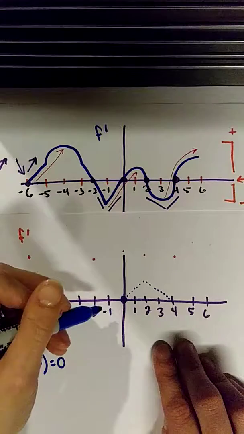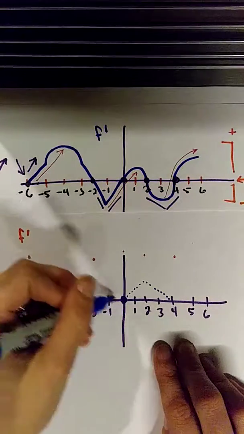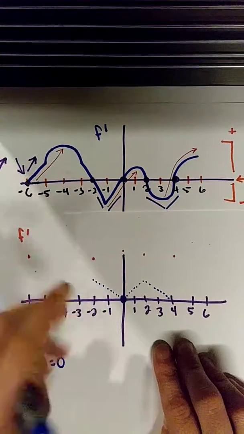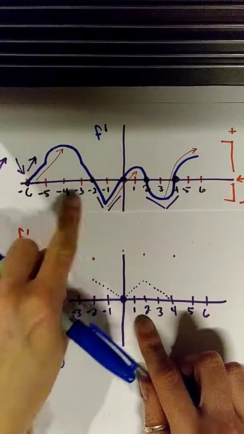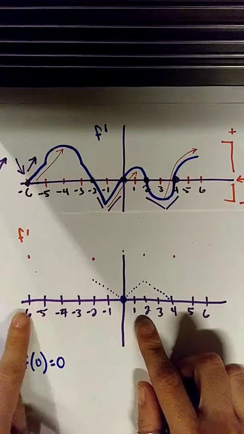So between -2 and 0, I'm actually decreasing going this direction, right? From left to right, I'm going downhill. So now that helps me over here. From -6 to 2, I knew I was going up. I just didn't know where to meet it.